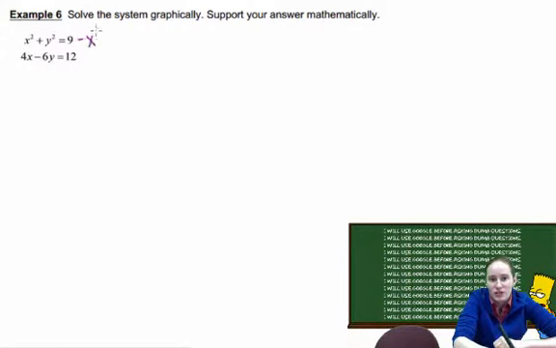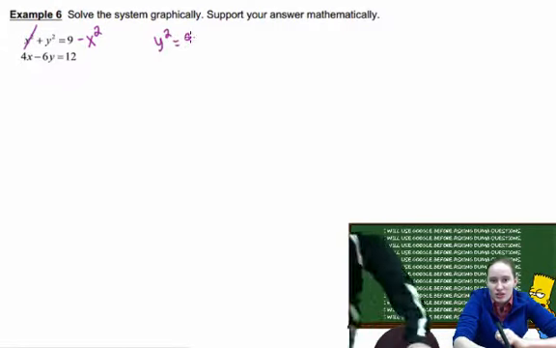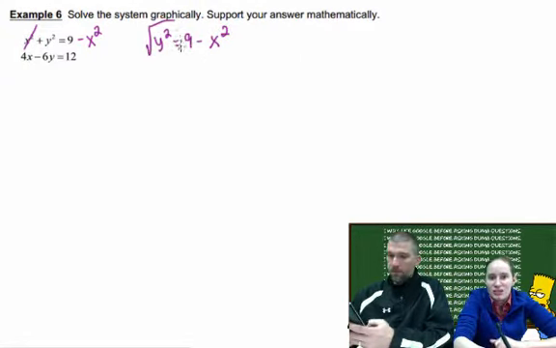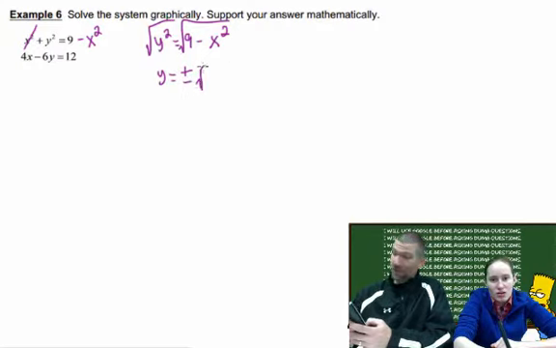On this first one, we start off by subtracting x squared. So y squared equals 9 minus x squared. To get rid of the squared, we square root both sides, but this is the tricky part. You have to put plus or minus, or you'll be in trouble.